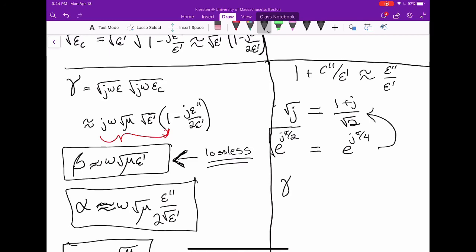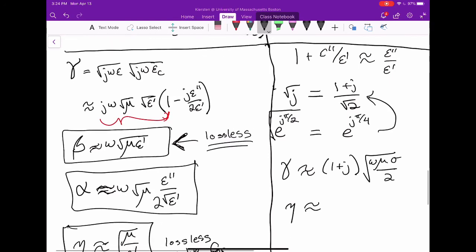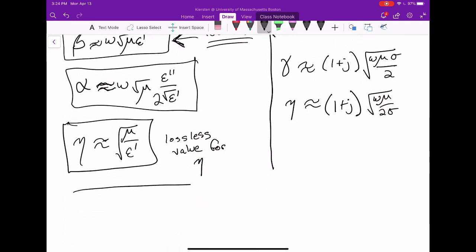So then gamma is approximately equal to 1 plus j times the square root of omega mu sigma over 2, and eta is approximately equal to 1 plus j times the square root of omega mu over 2 sigma. You can work these things out yourself, starting from the general expressions for gamma and eta that we got from the wave equation. All right, so that's lossy materials for you. You can classify them as a good conductor or a good dielectric and use simplified expressions for how they behave.